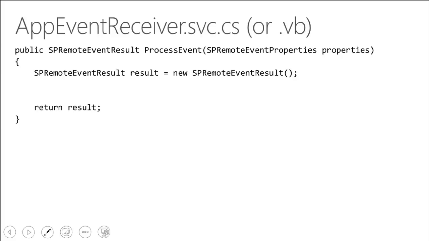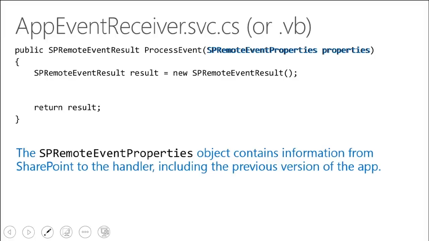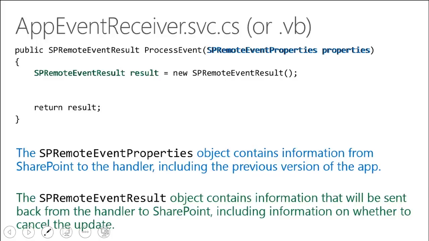And you'll notice first, in this generated code that the tools generate, that SharePoint passes an SPRemoteEventProperties object to the method. This contains information from SharePoint to the handler, including the previous version of the app, and that's crucial as we're going to see in a few minutes. And the method returns back to SharePoint another informational object called the SPRemoteEventResult object, and that contains, among other things, information on whether or not to cancel the update. And that's going to be important too, as we're going to see.